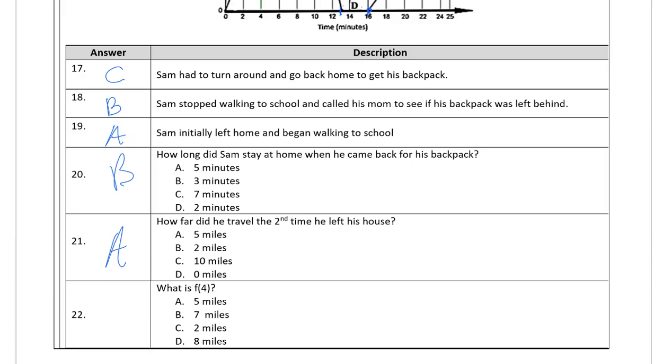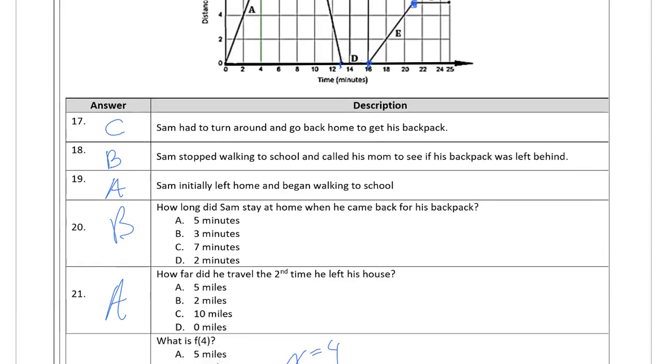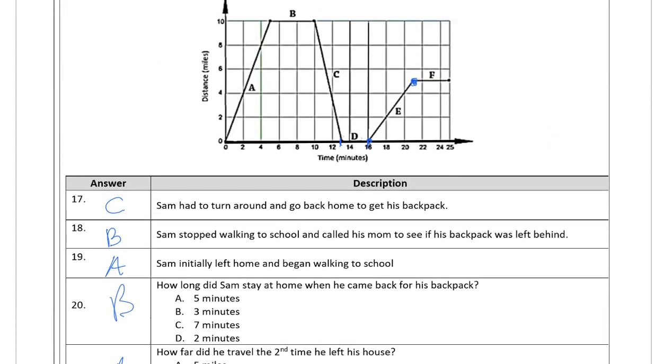Last one, what is f of 4? So this is saying, what is the value when x is equal to 4? So f of 4. If I'm looking at 4, and I go up, we're right here on our graph. So my f of x is going to be 8.